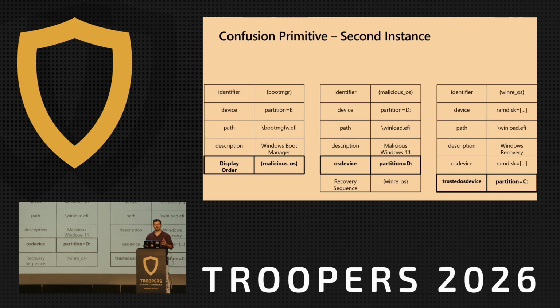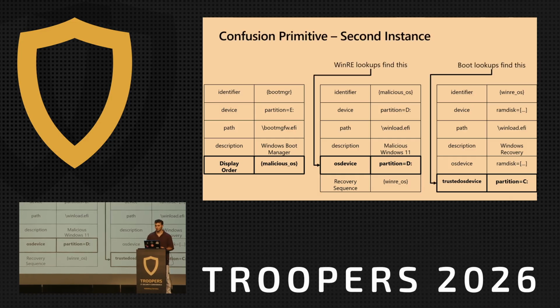Now, let's assume that this issue of the iteration logic is fixed. Even if WinRE is only using the EFI volume, additional differences are still there. So that leads us to the second issue, which is that WinRE ignores the trusted OS device element, while the boot phase doesn't ignore that. So an attacker can set that element and reference it to a BitLocker encrypted volume, while creating a malicious OS object whose OS device points to an attacker-controlled volume and still passes all the checks.